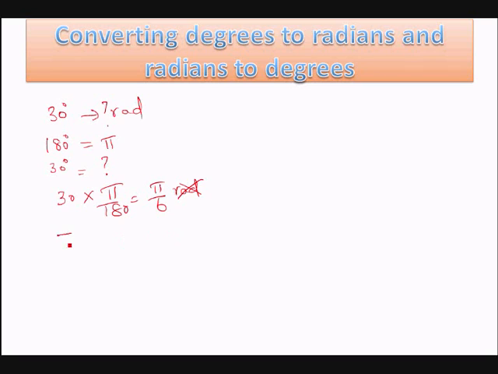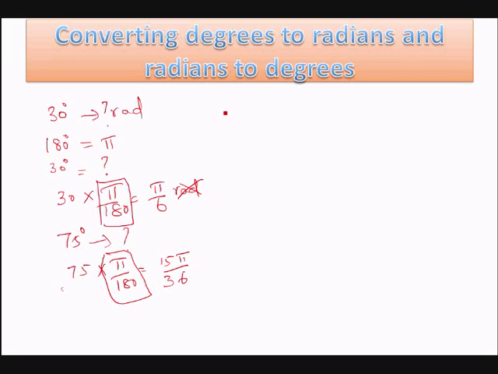Let's see what is 75 degrees in radians. I'll be multiplying 75 degrees with pi over 180, which will give me 15 pi over 36 radians. So the multiplying factor, as we can see, is pi over 180. Therefore, in order to change degrees to radians, the multiplying factor is pi over 180. Multiply the given degree by pi over 180, then you get the answer in radians.